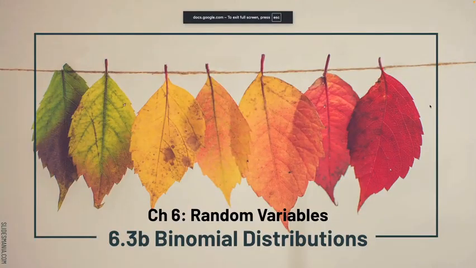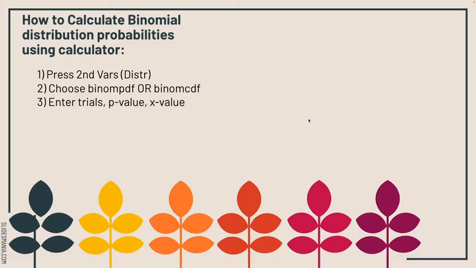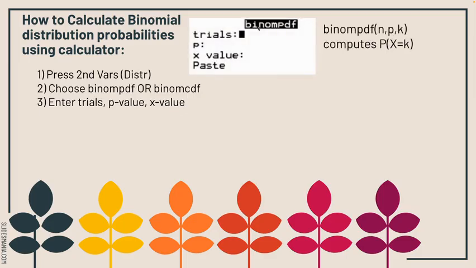Let's look at 6.3b, binomial distributions. So how to calculate binomial distribution probabilities using the calculator. You will go to second vars, which is the distribution, choose binomial PDF or binomial CDF, enter the trials, p-value, and x-value. So this is what it'll look like.